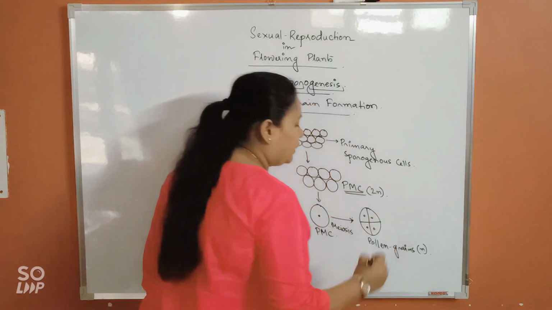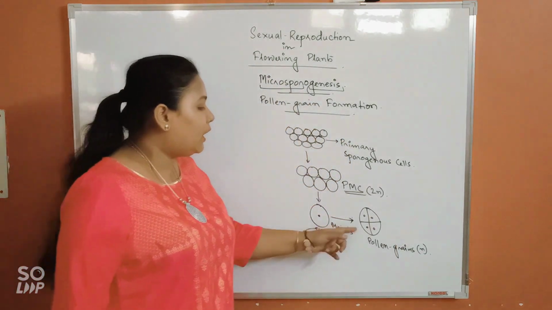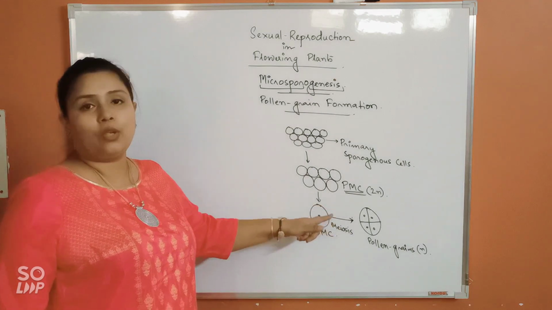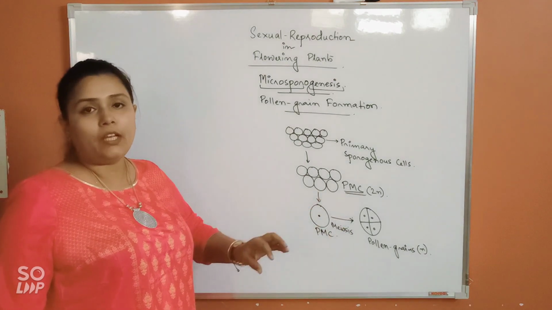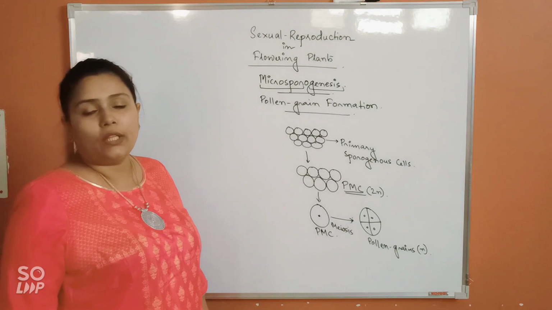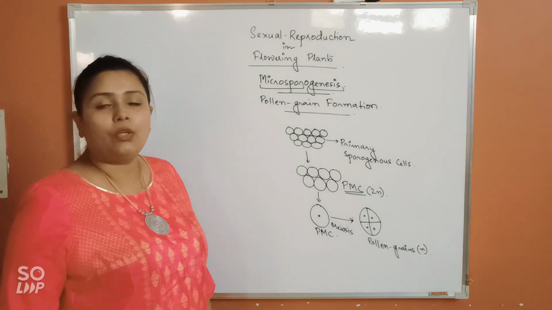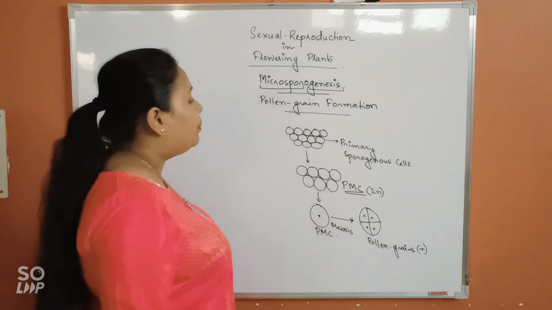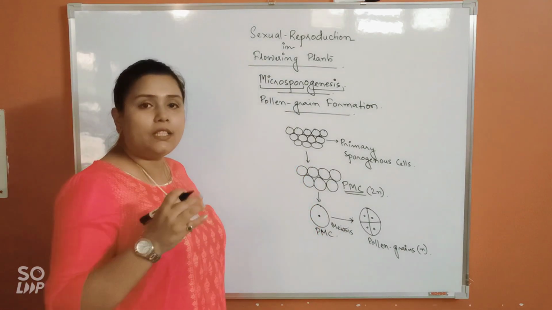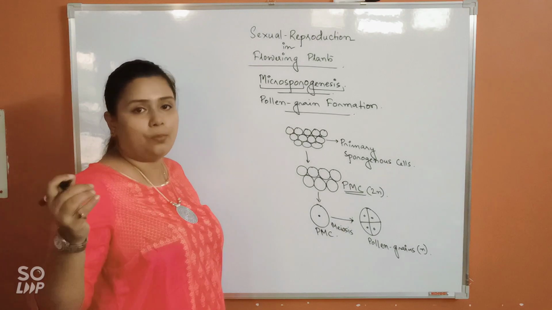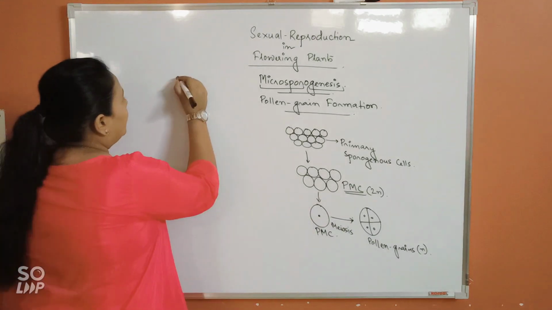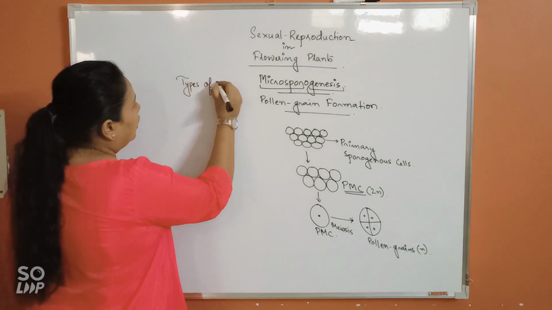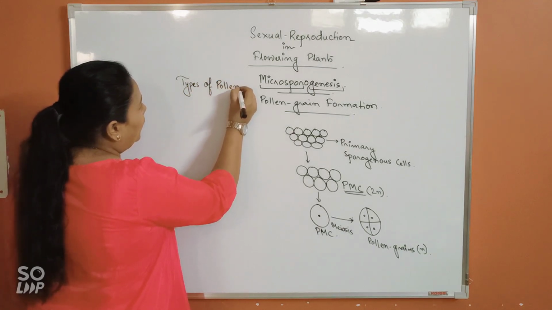These are haploid. Now when the pollen grains are first formed by meiosis, they are going to remain together. 4 of the cells are going to remain together. That's why we will call them pollen tetrads. What do we call them? Pollen tetrads. Alright. Now, pollen tetrads can be of certain types according to their arrangement. Fine. Let's see. Types of pollen tetrad.